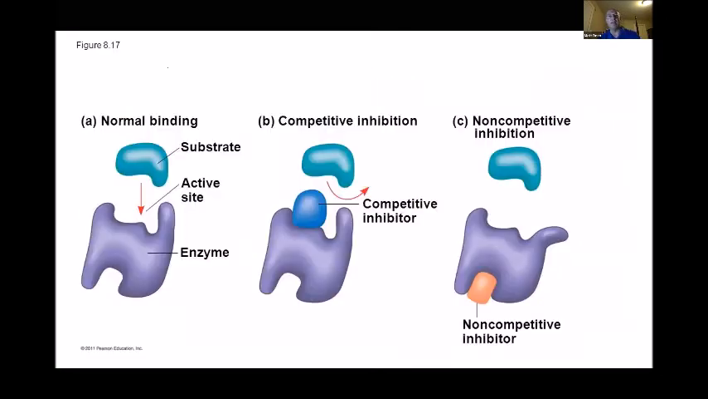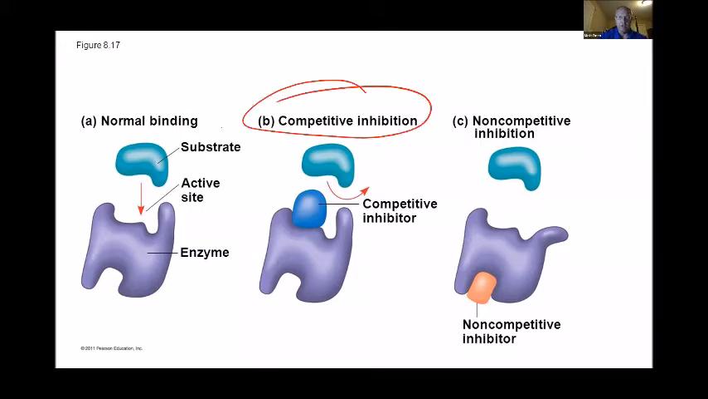All right, this is reminding us that enzymes also can have what are called inhibitors. In this case, we have what's called a competitive inhibitor. This is a substance, in this case, this dark blue substance, that actually binds to the active site of the enzyme and prevents the substrate from binding there. So if the inhibitor's there, the substrate can't be. And since the substrate can't fit into the active site, the enzyme doesn't work.